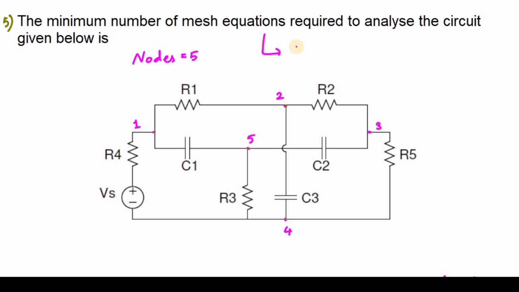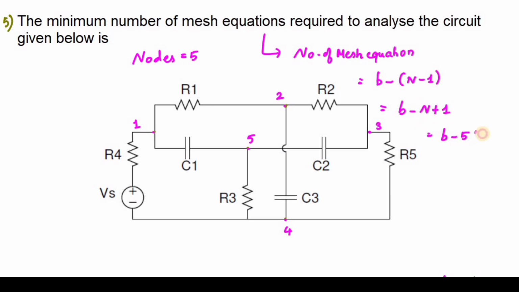Okay. So in order to find the number of mesh equations, the formula is B minus N plus 1, that is equal to B minus 5 plus 1. So it is nothing but B minus 4.